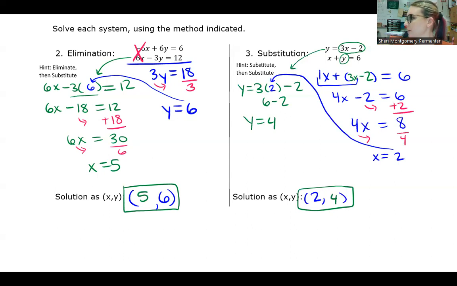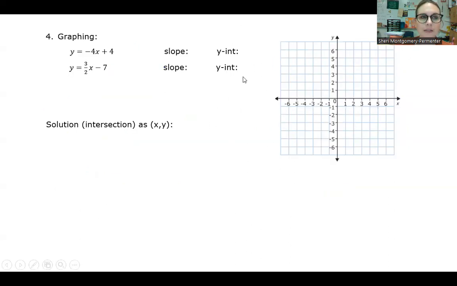Is anybody still copying this? We just have one last problem that we are going to do together. The last problem is graphing. So we're going to get some practice graphing. We're going to graph this line, but first let's identify the slope and the y-intercept. These are the two numbers that you see. So the slope is always attached to the x. The slope for the top line is -4 or -4/1. The y-intercept is the second number that you see, so it's 4.